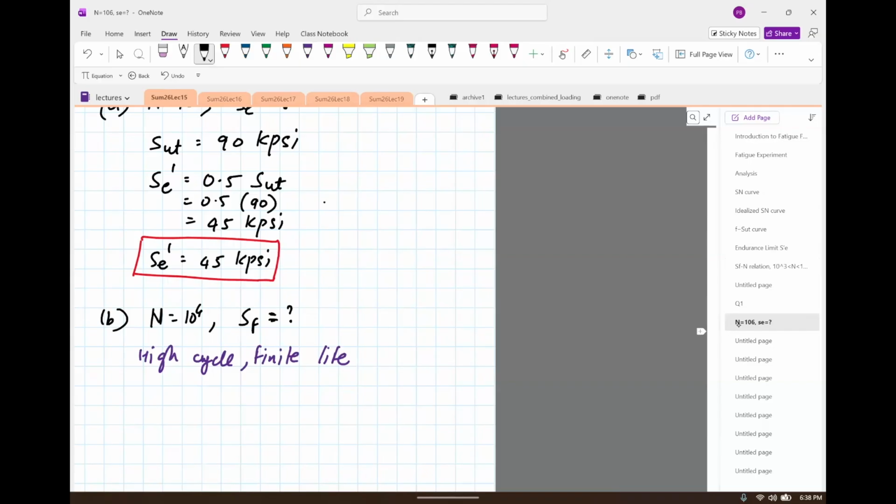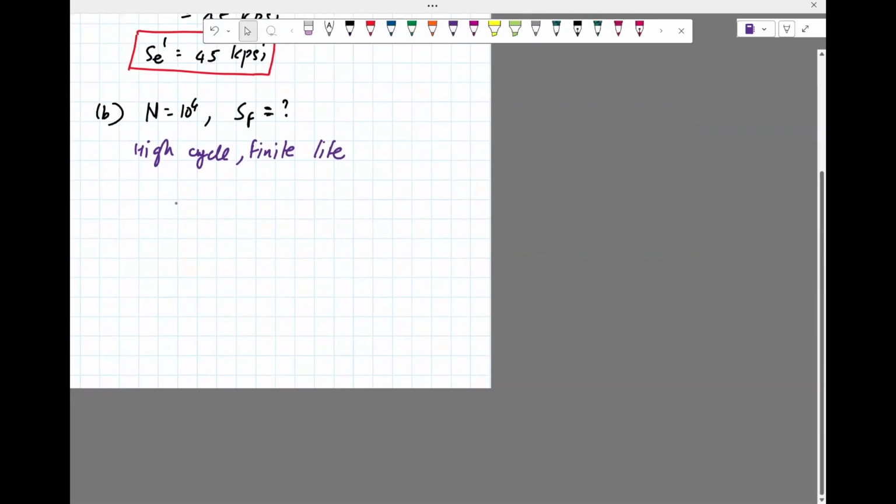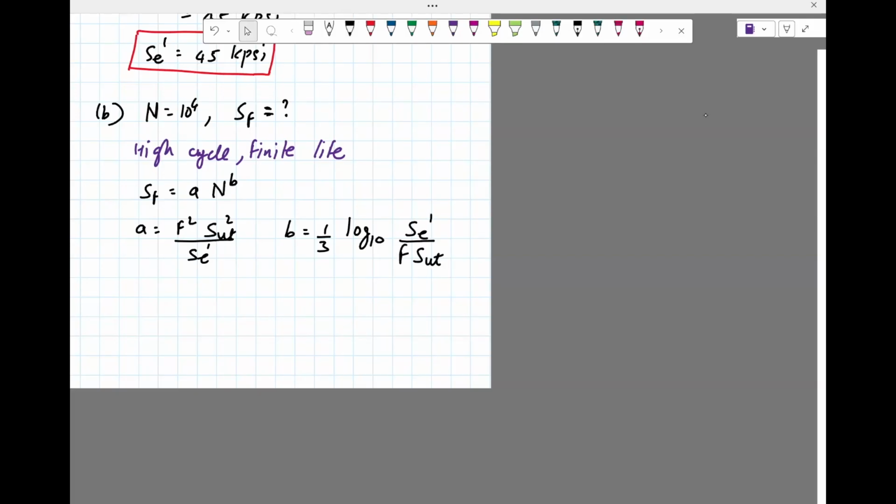So we have, first of all, SF equals A times N raised to B, and then A equals F squared SUT squared divided by SE prime. It's written SE, I'm going to write SE prime. And actually there's a distinction between SE and SE prime. I'll get to that in the next section. And then B is 1/3 log to the base 10 of SE prime divided by F SUT.